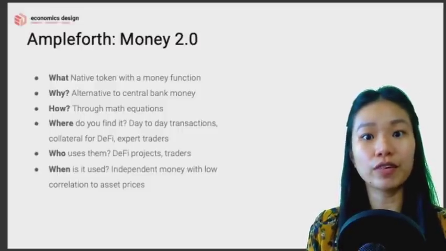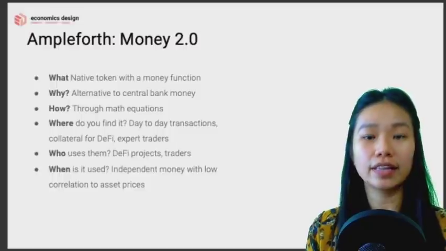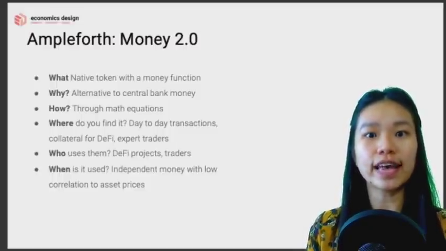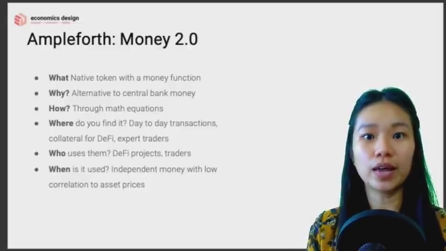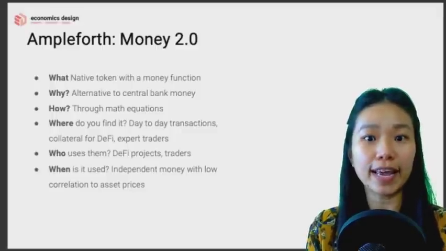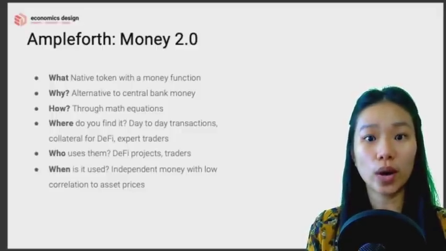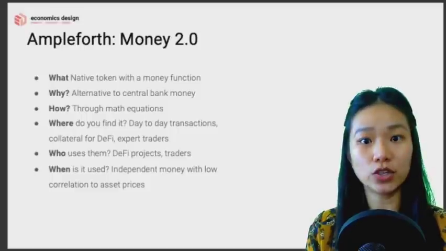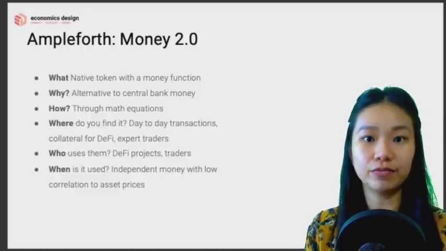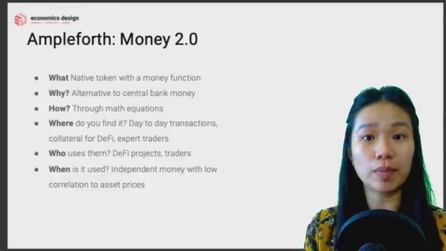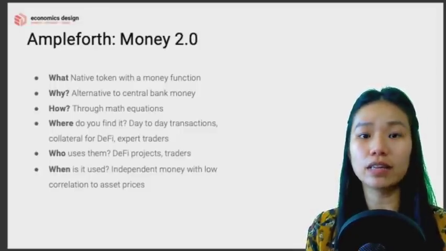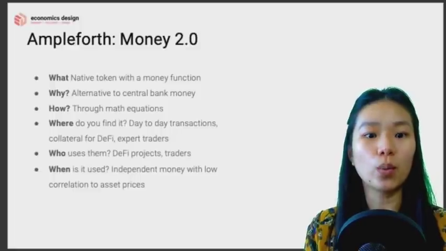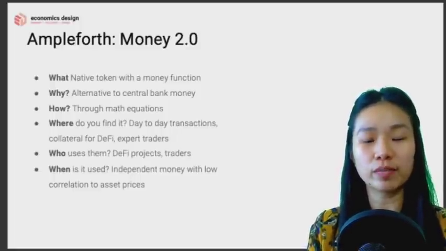They do that through various mathematical equations. And these mathematical equations are then transferred into smart contracts and executed with machines. We're going to look at some of the math later, and we're going to use some graph to understand the implications of the math. Where do we find them? We find them in day-to-day transactions, ideally, for day-to-day transactions. You can use them as collaterals in the DeFi world, or for expert traders, they can make some profit with high-frequency trading or some form of trading.